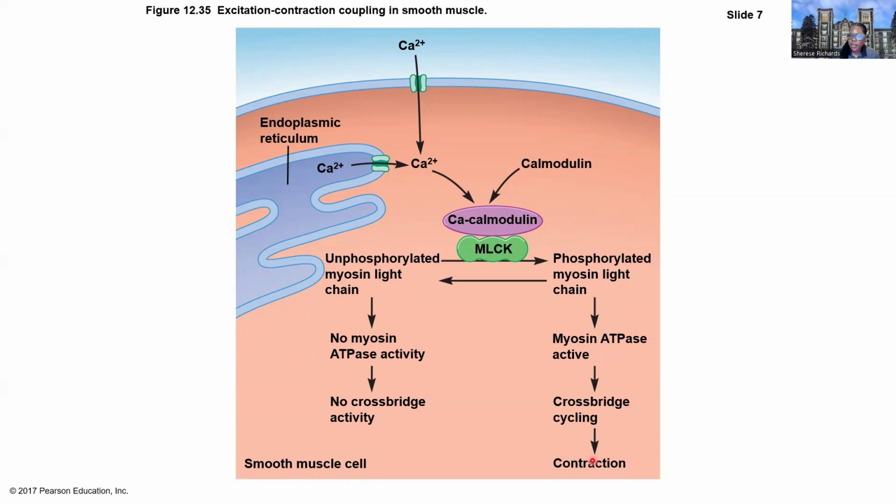So notice that calcium is still playing the regulatory role here. It's turning things on and off, but just in a different way. It's binding to this complex, and the complex in turn activates the kinase that will phosphorylate the myosin head and turn contractions on, or, when calcium is removed, the myosin head is dephosphorylated, the muscle relaxes, and contractions turn off.